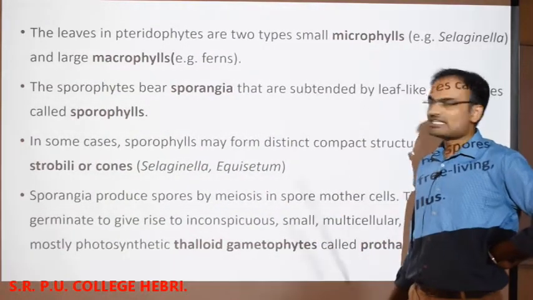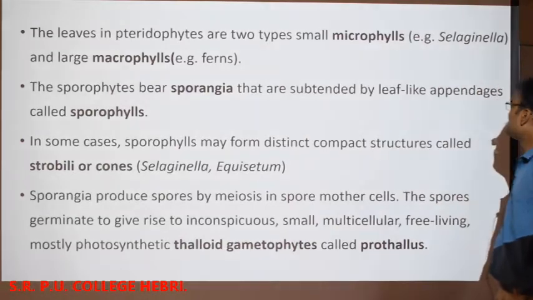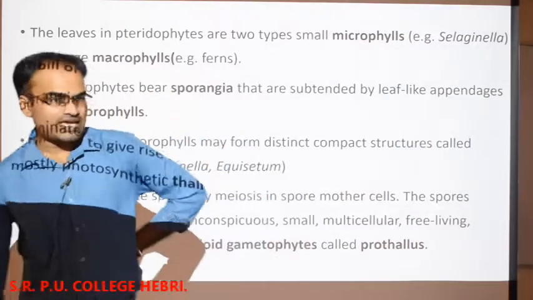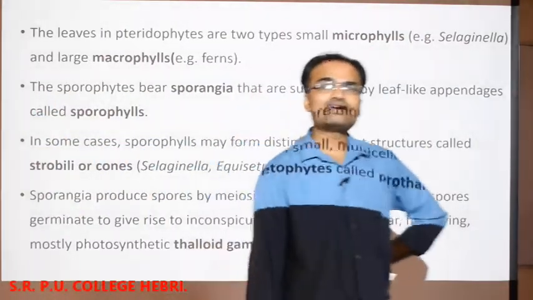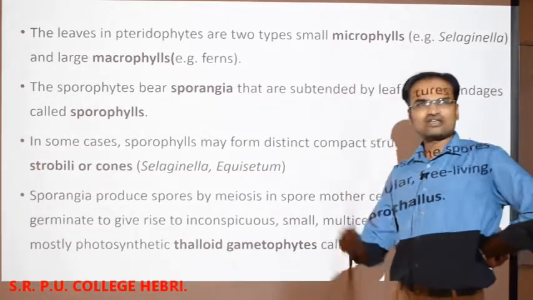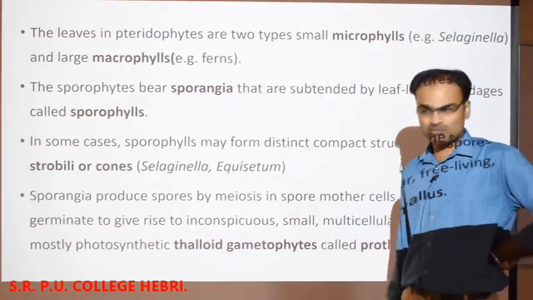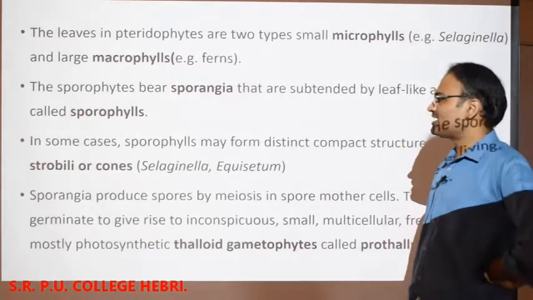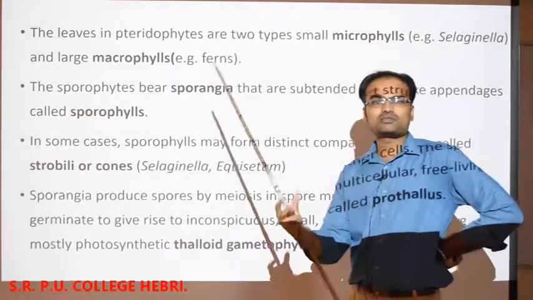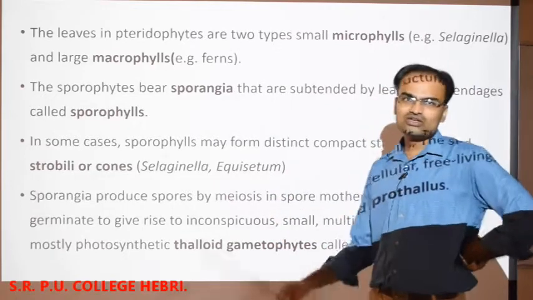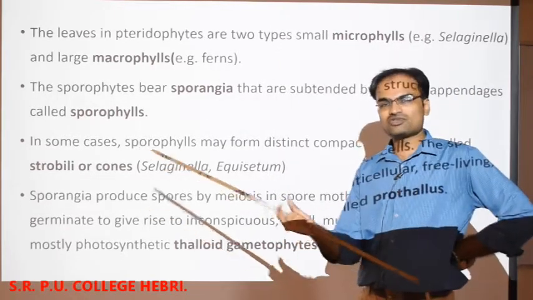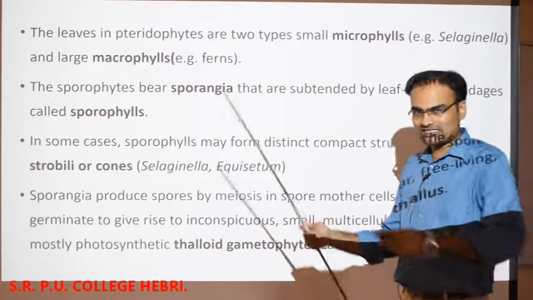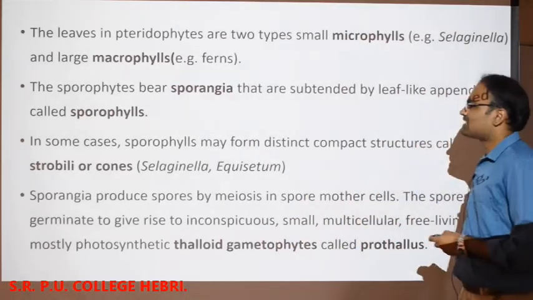Next, the sporophytes bear sporangia that are subtended by leaf-like appendages called sporophylls. As we know, the main plant body of the pteridophyte is a sporophyte. What is the function of the sporophyte? To bear the spores. The sporophyte's job is to produce spores. The spores are produced by the sporophyte, but those spores are produced in a special structure called sporangia. Those sporangia are subtended, subtended means covered, by leaf-like appendages called sporophylls.